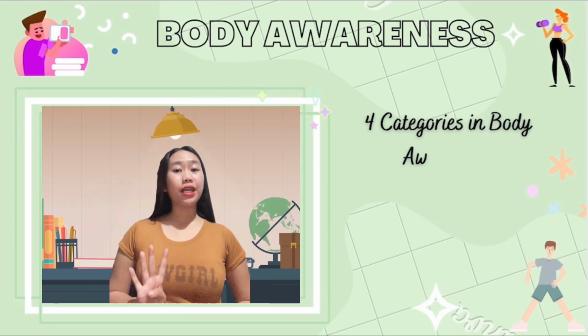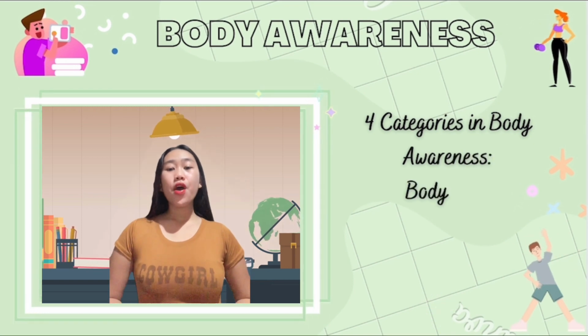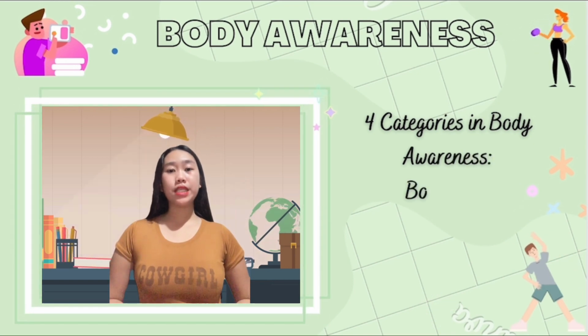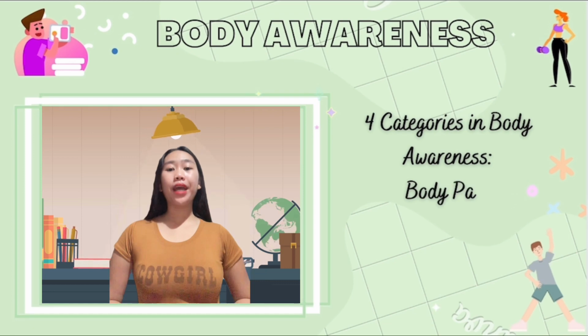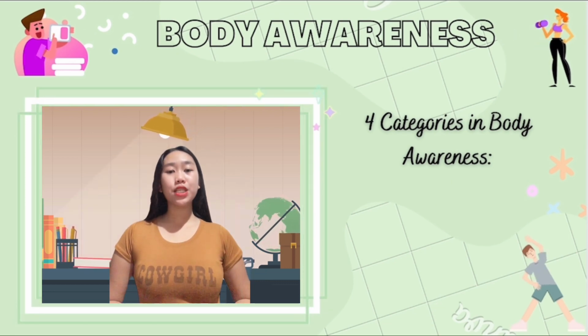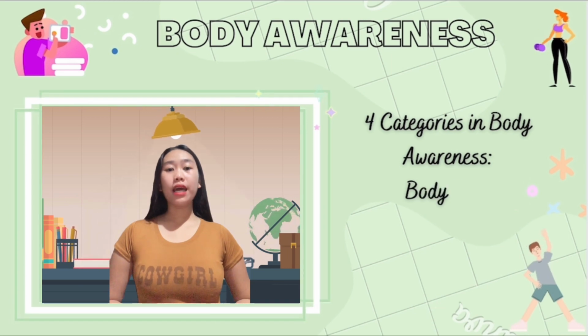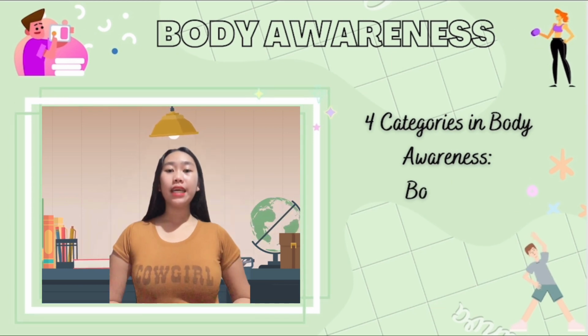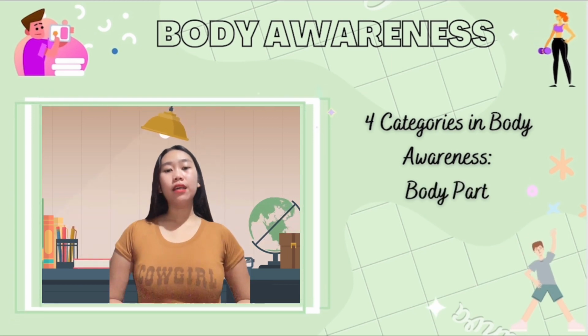So there are four categories in body awareness. First is the body parts, which consist of head, ear, eye, nose, mouth, neck, shoulder, arms, hands, stomach, back, elbow, buttocks, leg, knee, foot, and heel.